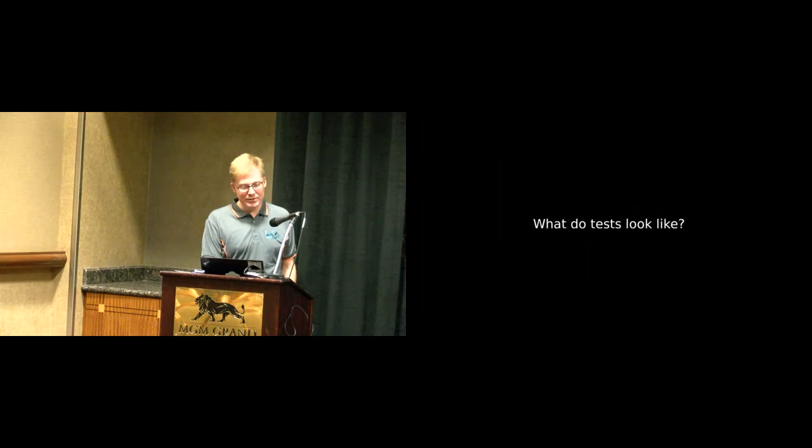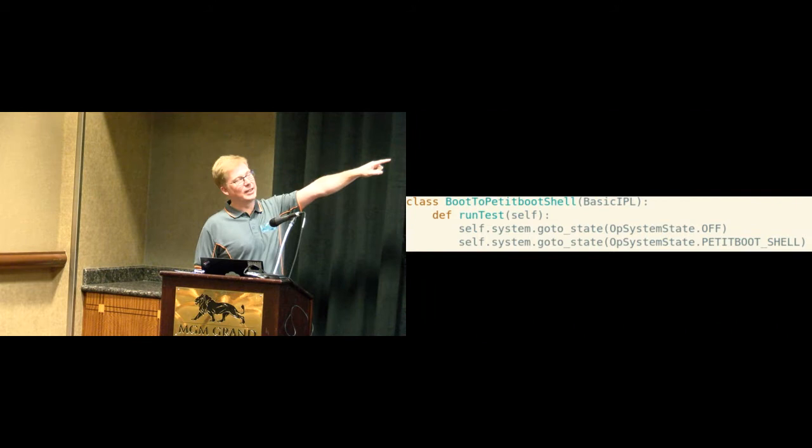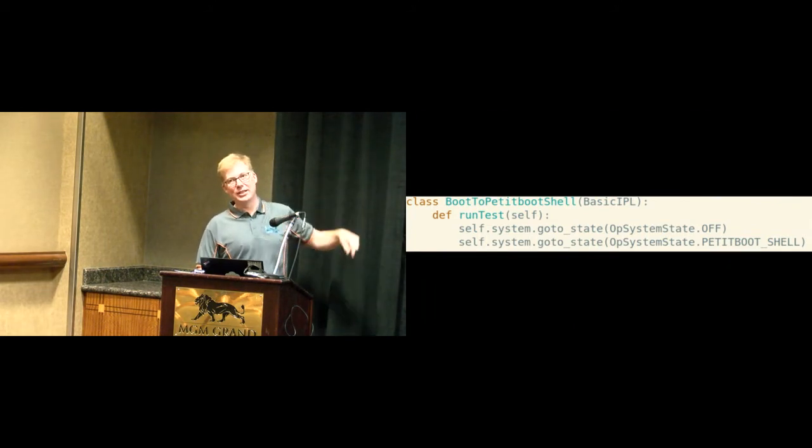So what do tests look like? Let's show some code. So as I said, it looks remarkably like a Python unit test. And this test is a very simple one. It says, make sure the machine is off, as in go to state off, and then it says boot to the petitboot shell. So petitboot, you can exit to a shell. It's a good way to stop automatic boot. And if this fails, it'll fail the test.